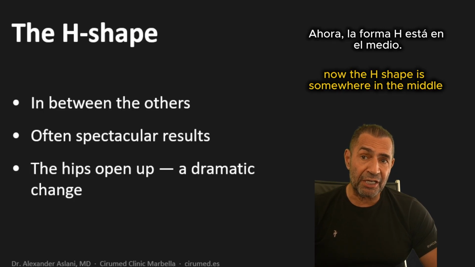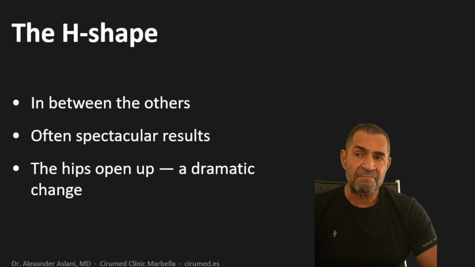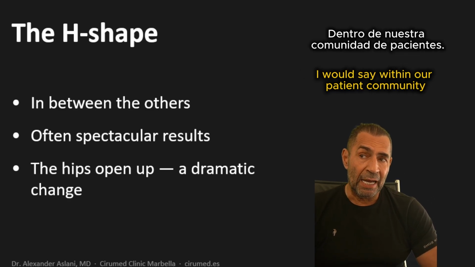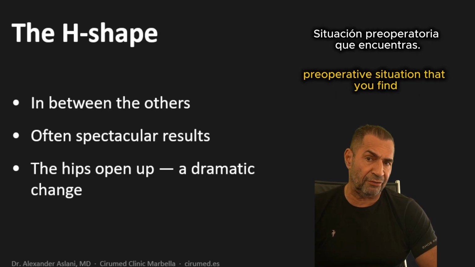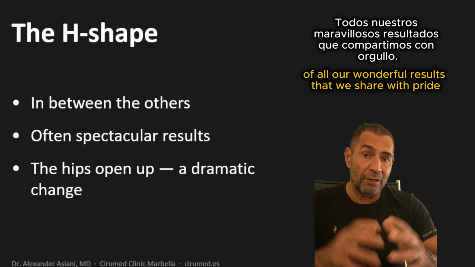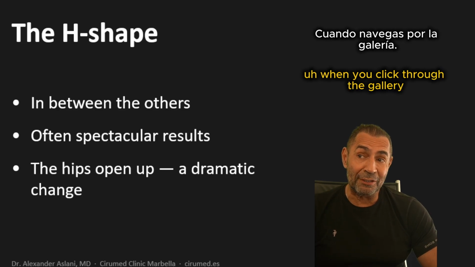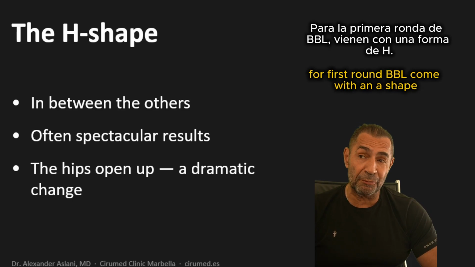Now, the H shape is somewhere in the middle. That's a straight shape, but not inverted hips. And that is kind of in between the other shapes. I would say within our patient community, it's the most frequent preoperative situation that you find. So of all our wonderful results that we share with pride, when you click through the gallery, you see that the majority of patients for first round BBL come with an H shape.